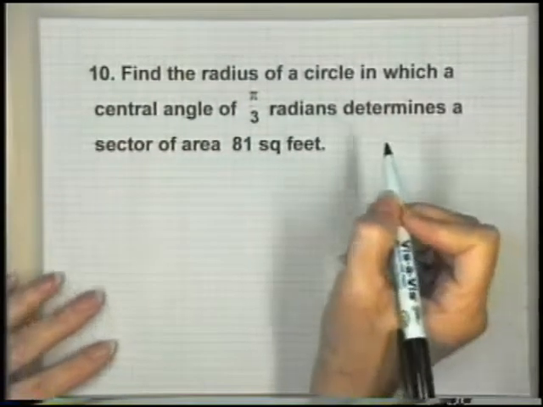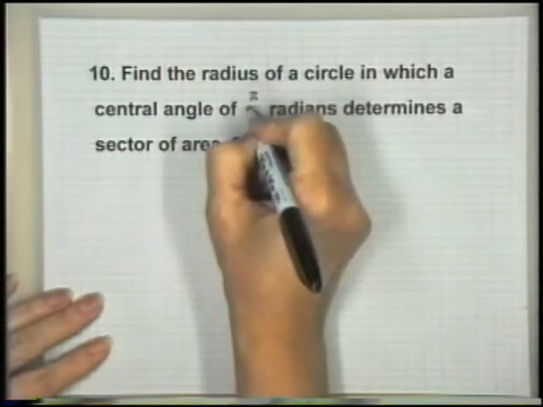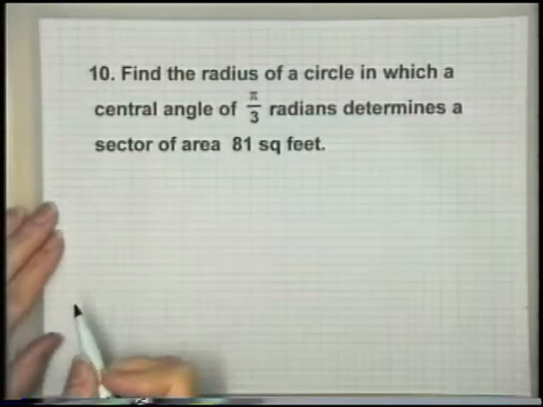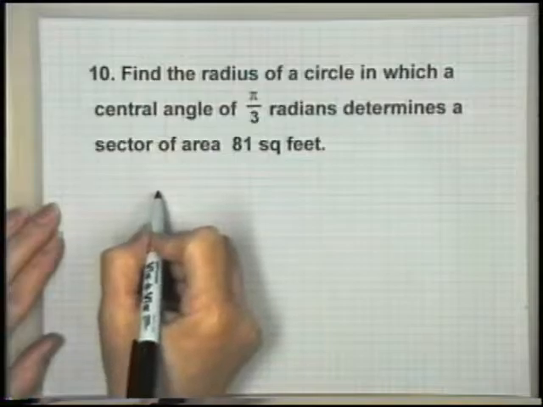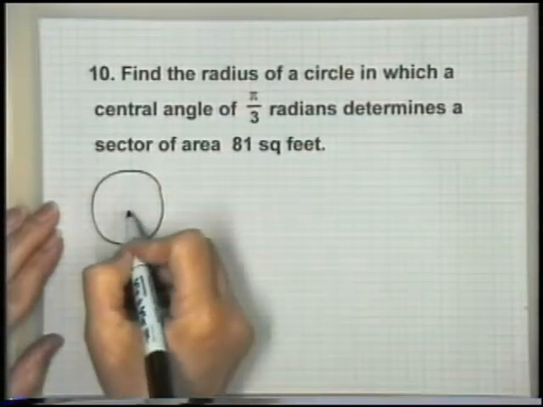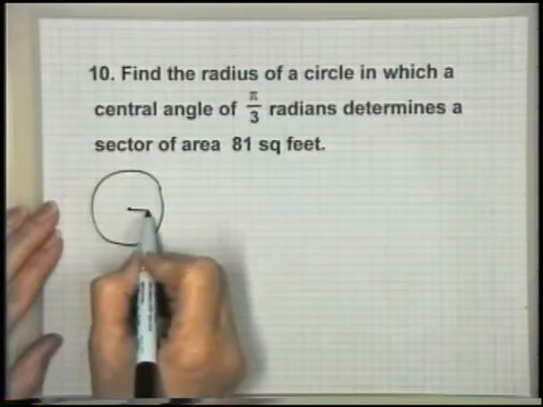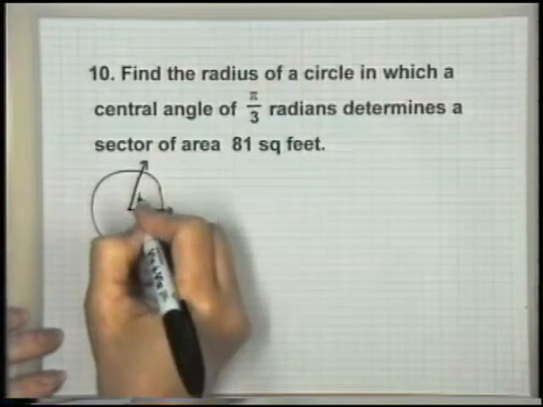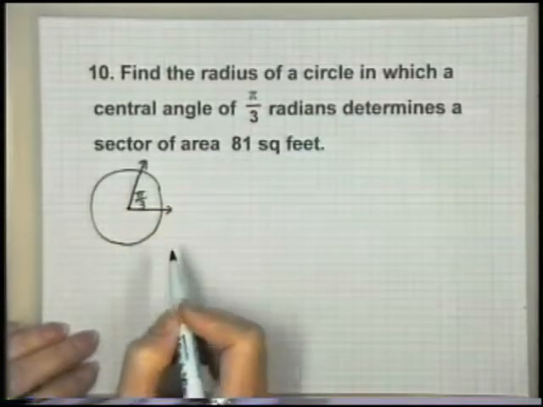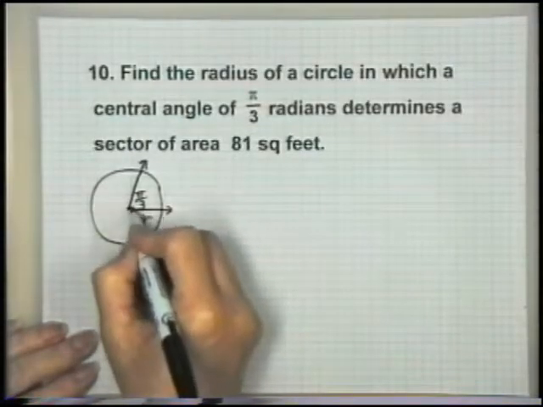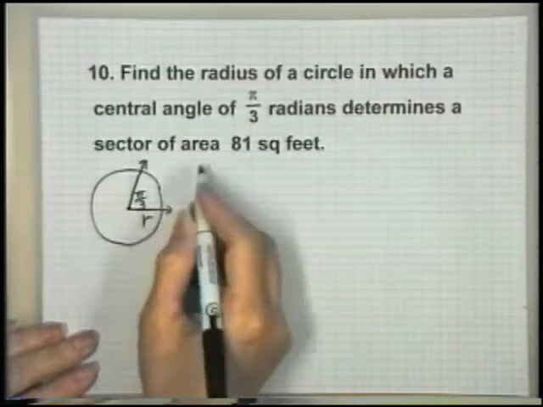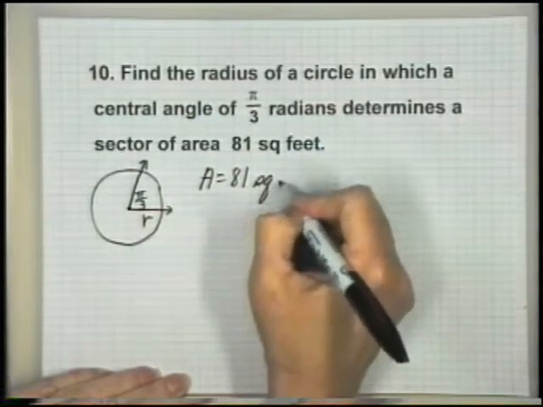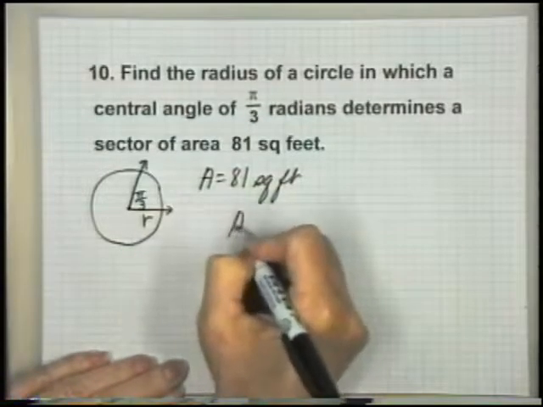For this last problem, we're to find the radius of a circle in which a central angle of pi over 3 radians determines a sector of area 81 square feet. Okay, well I think I'll sketch it, and pi over 3, that may be too big. This angle I know is pi over 3, and I'm looking for the radius, which would be this distance, and I know that the area is 81 square feet.